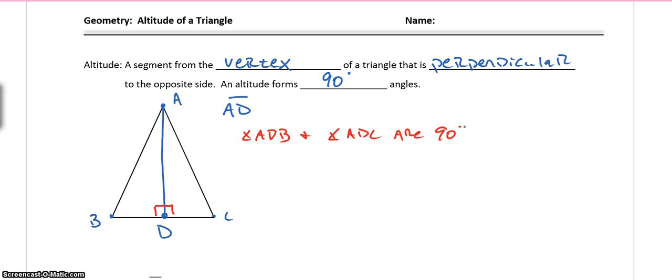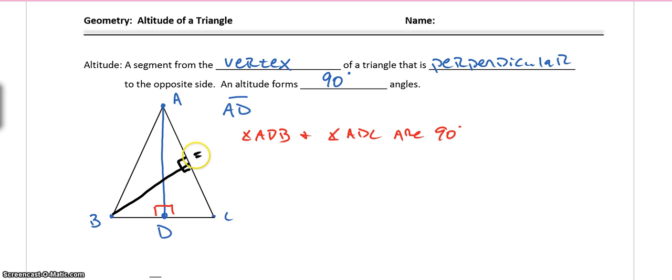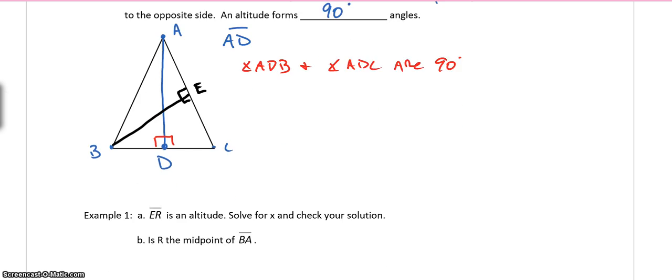Now, an altitude can be drawn from any vertex, though. I could draw an altitude from vertex B to the opposite edge and make 90-degree angles there, and we could call that BE. So it doesn't matter which vertex it comes from, and it's important that it always creates a 90-degree angle. Always, always, always. So, what do our examples look like?